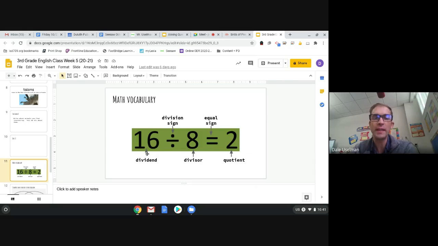Awesome. So if we had the dividend of 16, and that's divided by the divisor of 8, the quotient would be 2. Think in your head, what if we had the dividend of 4 and the divisor of 2? That would be 4 divided by 2. What would the quotient be? Awesome. Yeah, that would be 2. All right, let's move on.